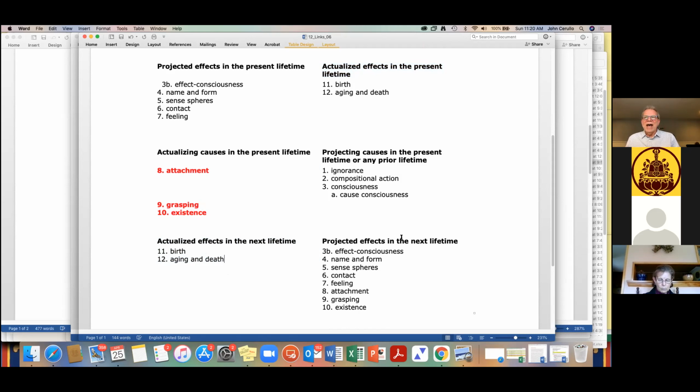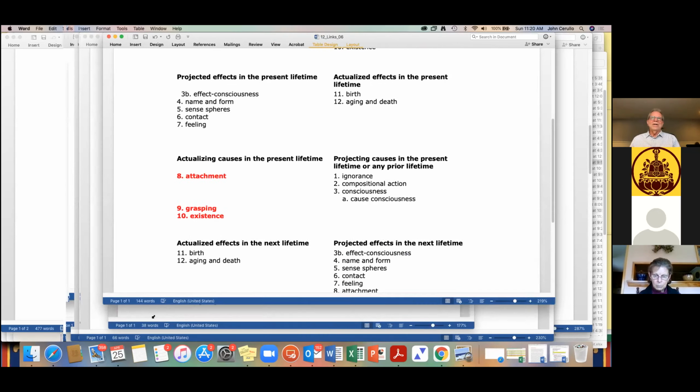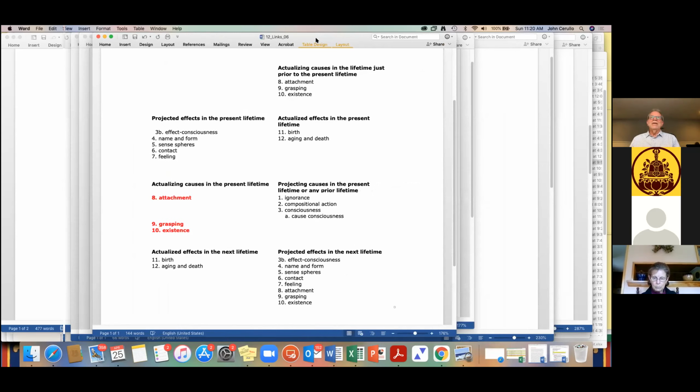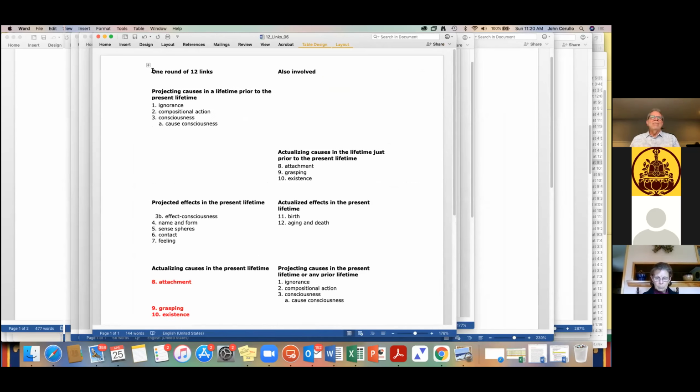Projected effects in the next lifetime end up in a new consciousness, effect consciousness, a new name and form, new sense spheres, new contacts, new feelings, new attachment, new grasping, new existence. So that's a lot of processing the actual flow of one round of the 12 links. But these are all really important.